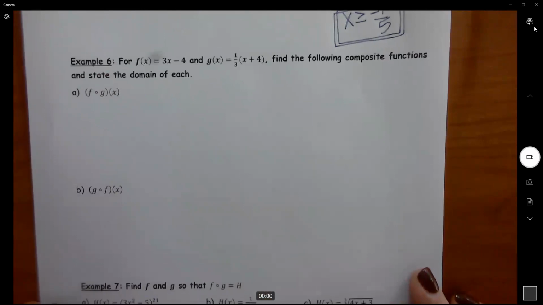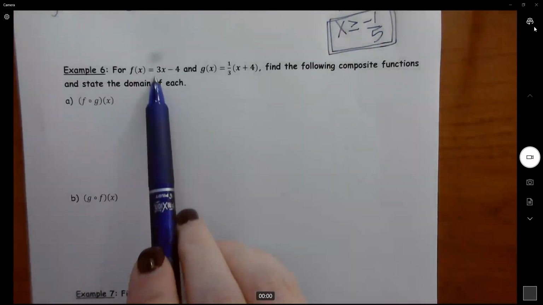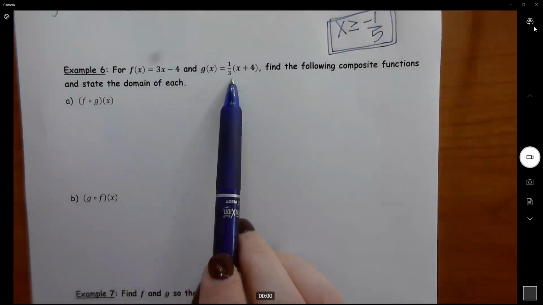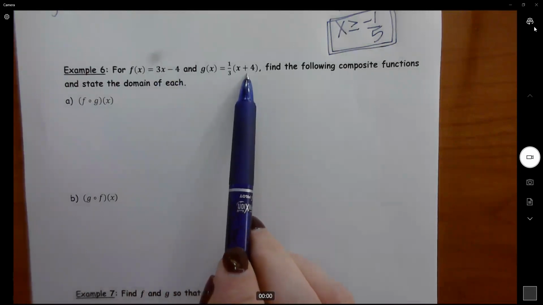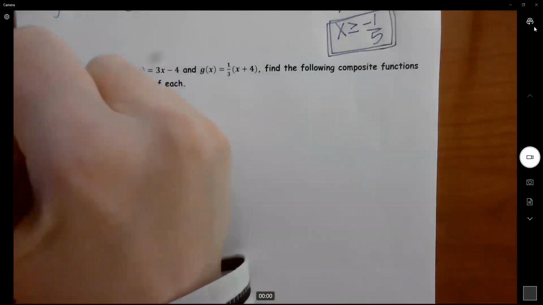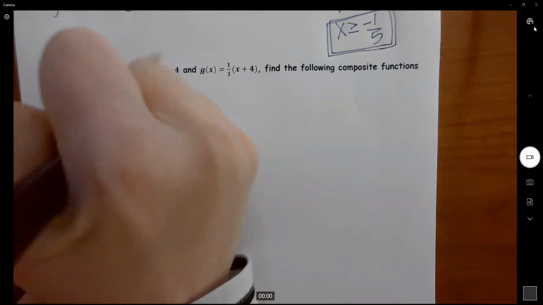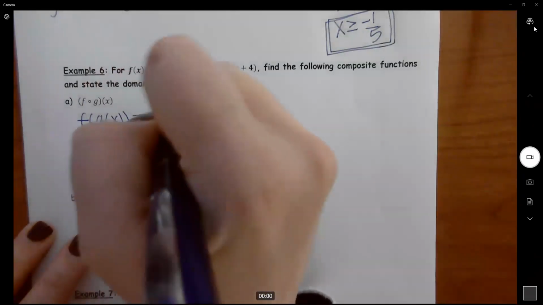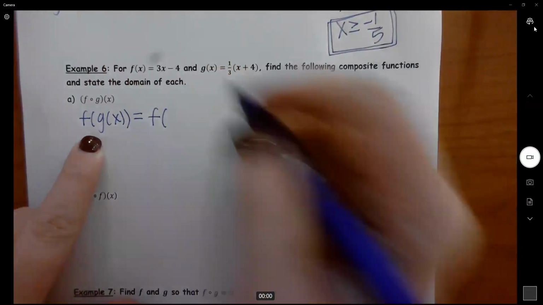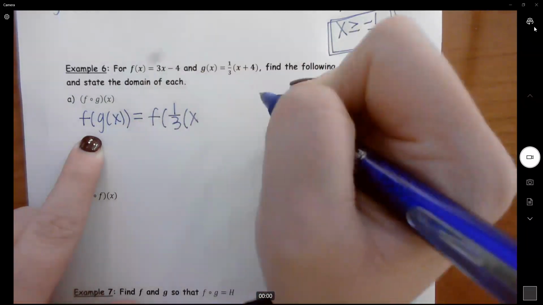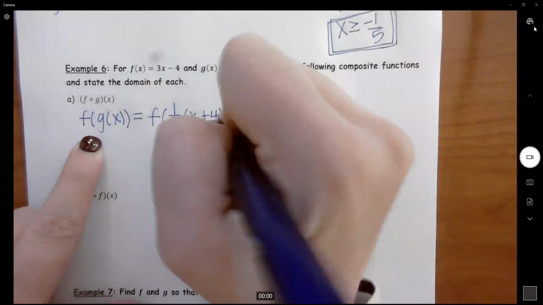One more example here, example 6. For our functions f of x equals 3x minus 4 and g of x equals 1/3 x plus 4, find your composite functions and state the domain. So this is f of g of x. My g of x is 1/3 x plus 4.